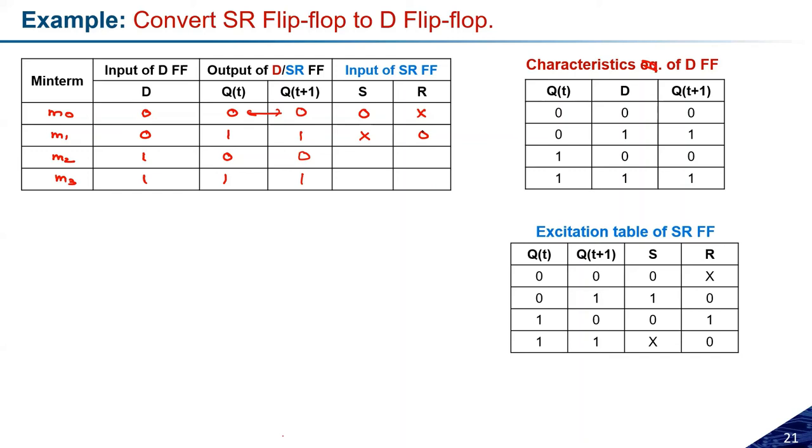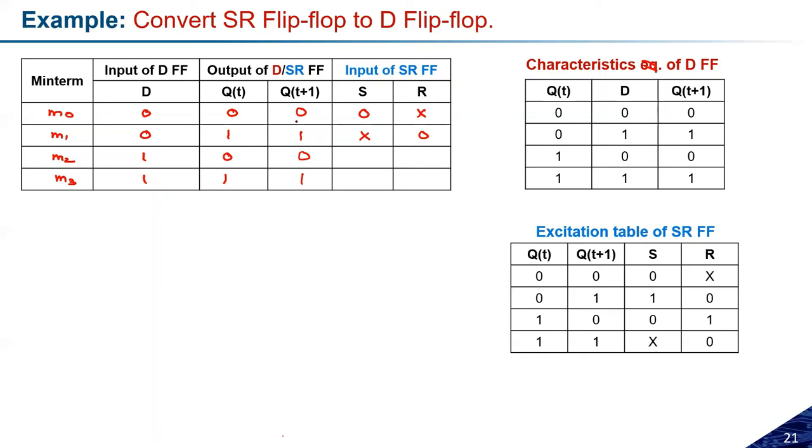0, 0, 0. I think there is some mistake here. Qt plus 1, I think, Qt and a Qt plus 1. There is a problem. I think this is not exactly what I have to make. I think I have made the characteristic table wrongly. Characteristic table of D flip-flop is... Okay, I used the opposite. That is why it is coming wrong. I need to check it.